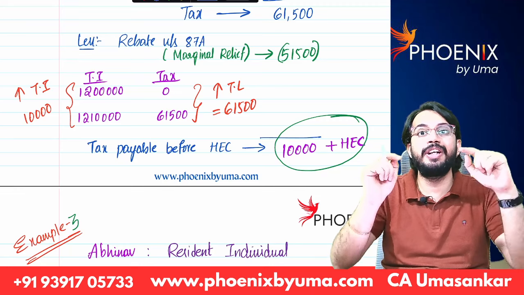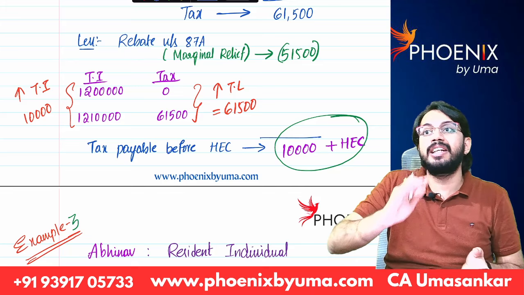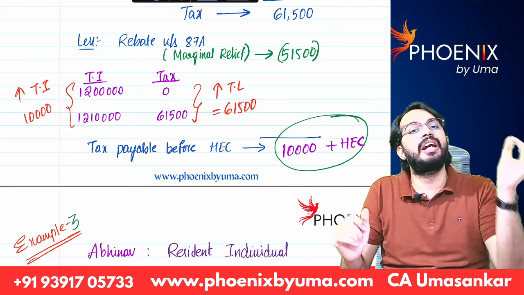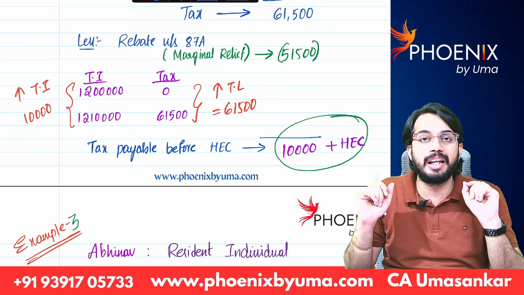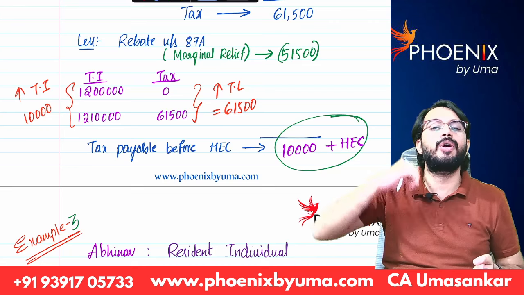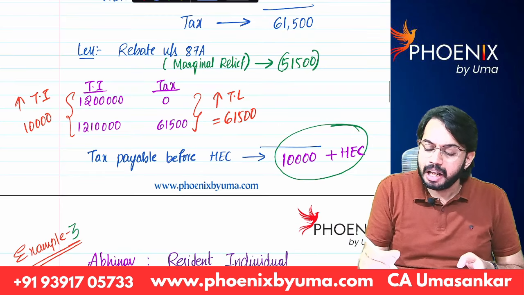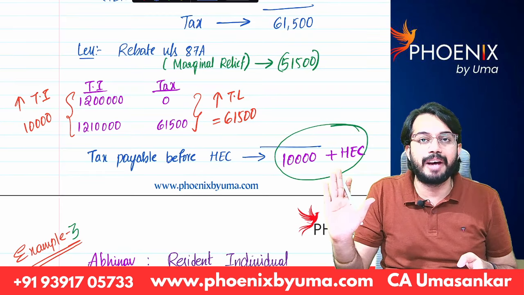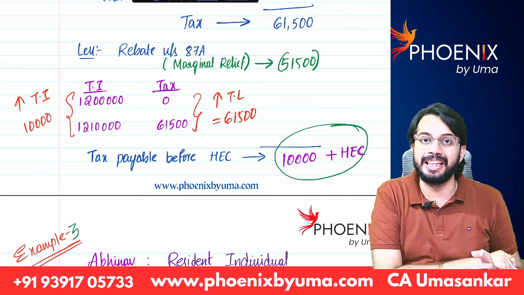So share this video with all your clients. They will realize now itself. Once income crosses 12 lakh rupees, they are required to pay tax. It's not like their tax liability is zero. Once their total income is above 12 lakhs, they are required to pay some tax liability. Here they are not required to pay 61,500, but at least they have to pay 10,000 rupees plus HEC.